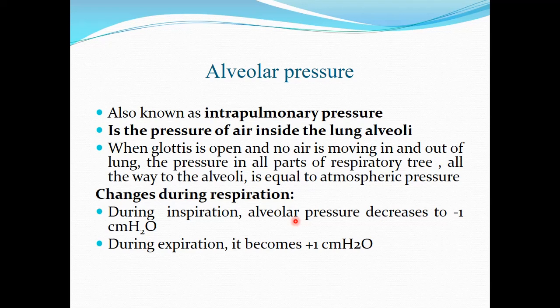How does it decrease to -1 centimeter of water? The reason is that during inspiration, the contraction of inspiratory muscles causes the thoracic cavity to move outward, which causes a further expansion of the lungs and an increase in intrapulmonary volume. Increased volume of the lungs causes a decrease in the alveolar pressure. So pressure decreases to -1 centimeter of water.